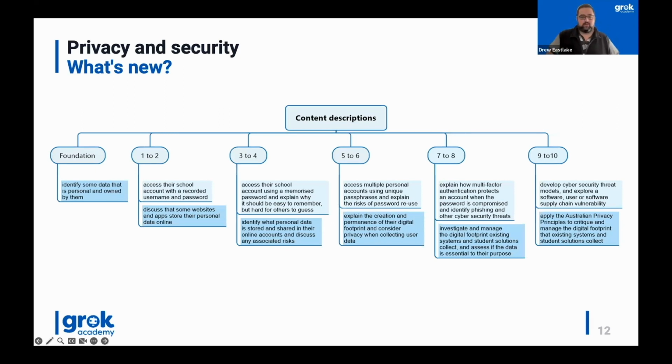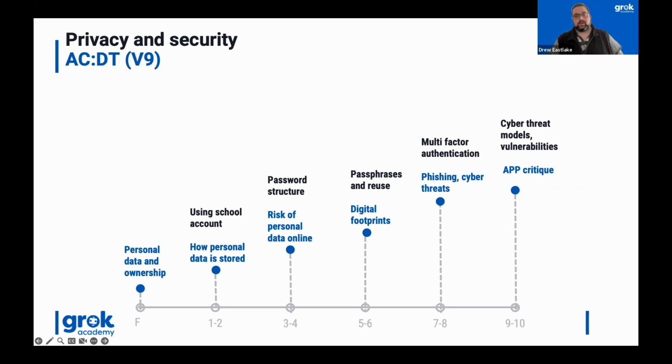If we look at that a little bit more generally, though, you can see here that, again, we're using a black color and a blue color to distinguish between privacy and security. But starting in foundation, we talk about personal data and ownership. In year 5 and year 6, we talk about passphrases and reuse, and we begin to look at the digital footprint that a student will have when they're online, all the way up to year 9 and year 10, when we look at cyber threat models, we look at vulnerabilities, and we start to critique the Australian privacy principles.